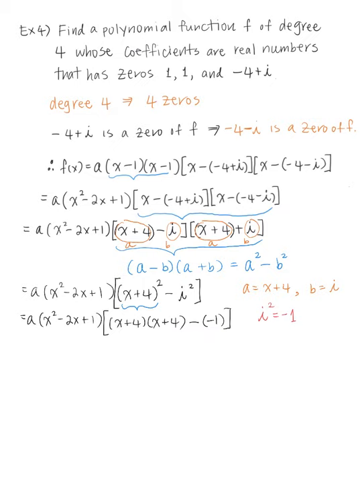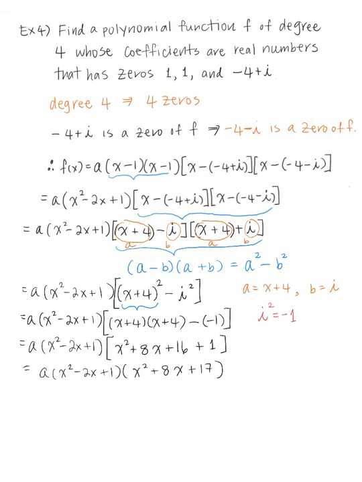So far, so good. Then here you're going to have a times x squared minus 2x plus 1. Then here, if I FOIL that out, I'm going to get x squared and then plus 8x and then plus 16, and then it's going to become plus 1. So let's keep going. This is a times x squared minus 2x plus 1, multiplying here by x squared plus 8x and then plus 17. We're almost there. I know this is going to be a big old polynomial, but now what we're going to do is multiply these out.